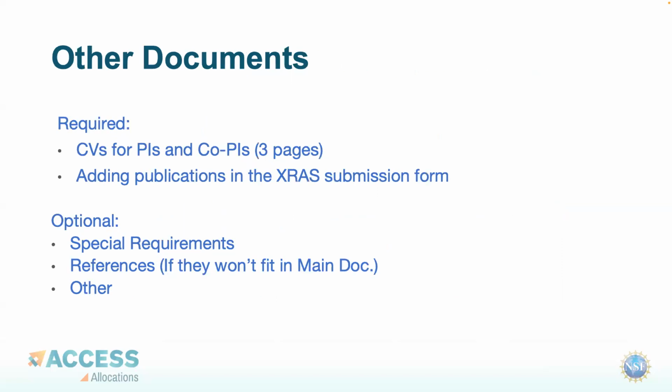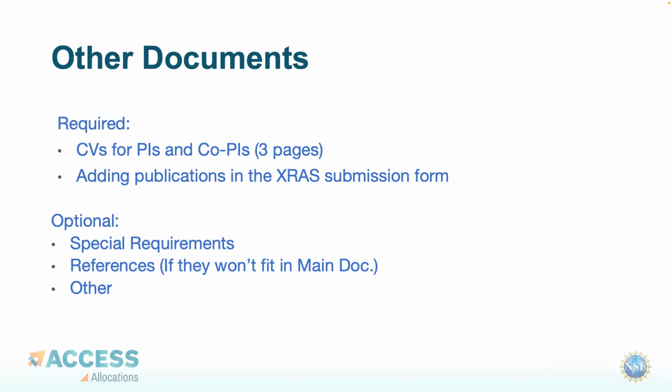And then other documents, with a submission, you'll have to have a CV for every PI and co-PI, 3 pages. There's a section where you can add your publications, not including the actual publications, but the listing of the publications. You can add a separate document for special requirements or references if your 10-page document is too large. Anything that you find that you may need the additional document for. And then this would be where you would add the code performance and scaling document as well.